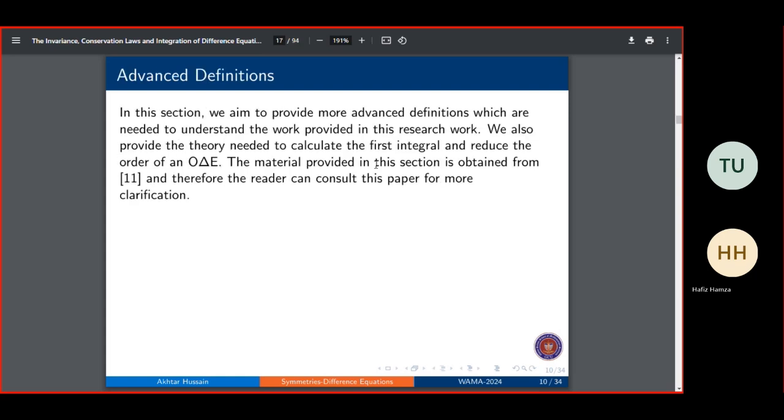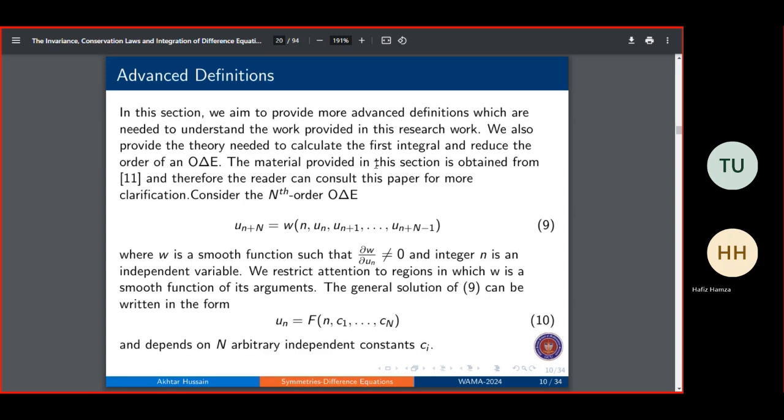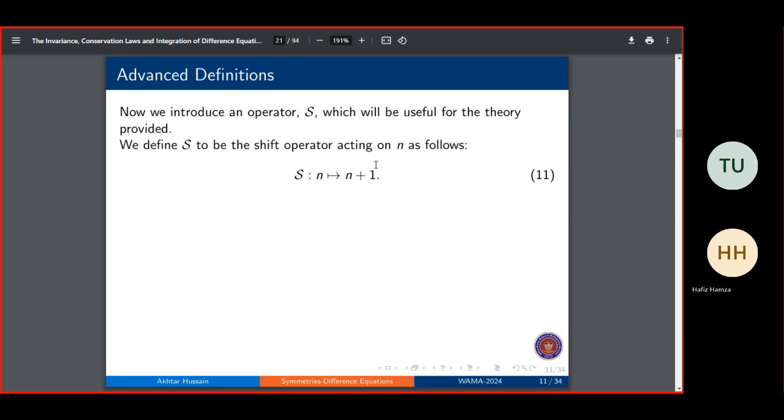Now we start by considering an nth order difference equation, that is given in 9. Here W is a smooth function of its arguments, u, and the integer n behaves like an independent variable. Just like a differential equation, the solution of equation 9 depends upon n arbitrary constants, and it is given as in 10. Next, we define some invariants. First, we define our shift operator that maps n to n plus 1.